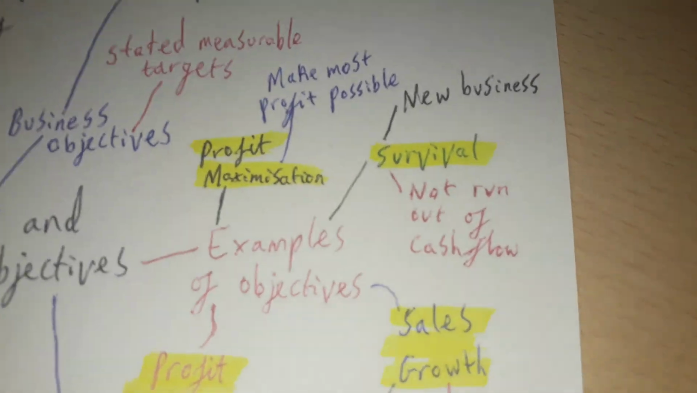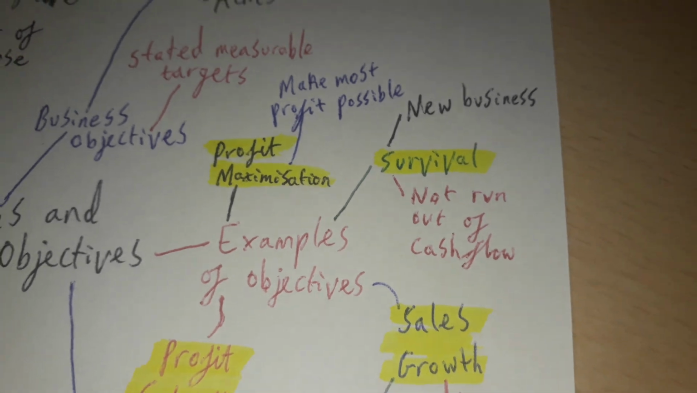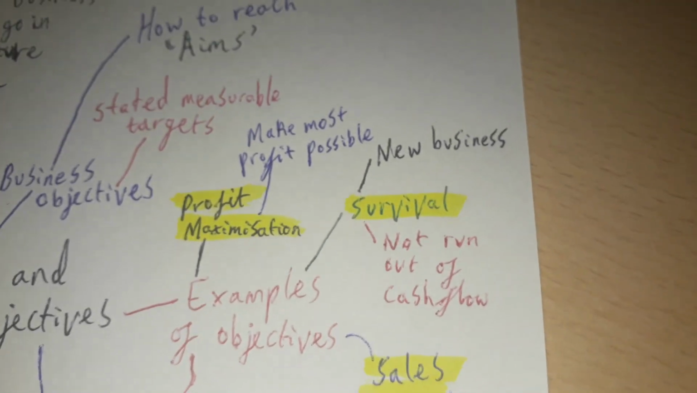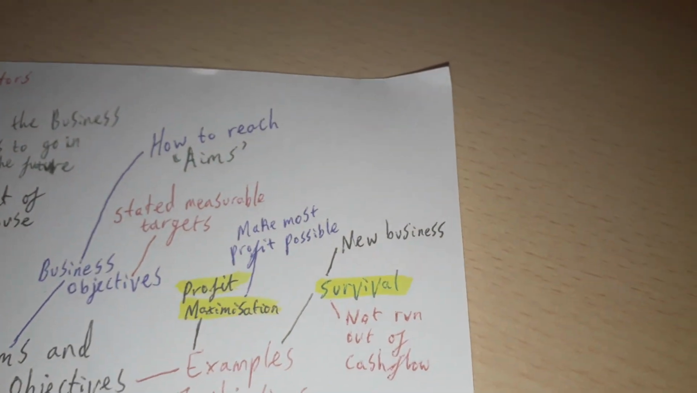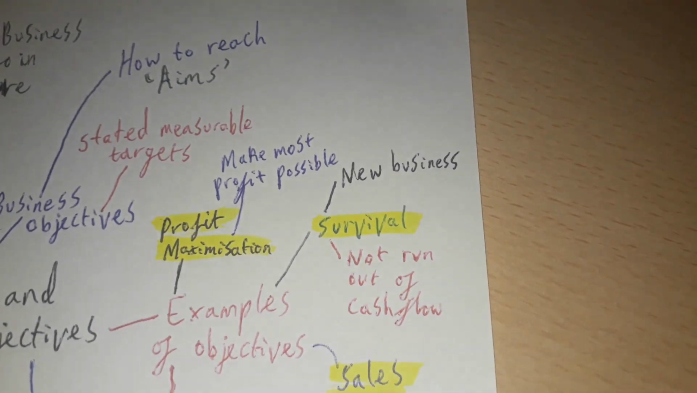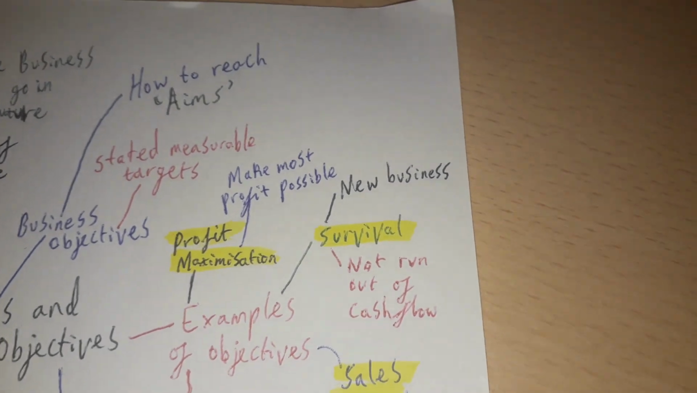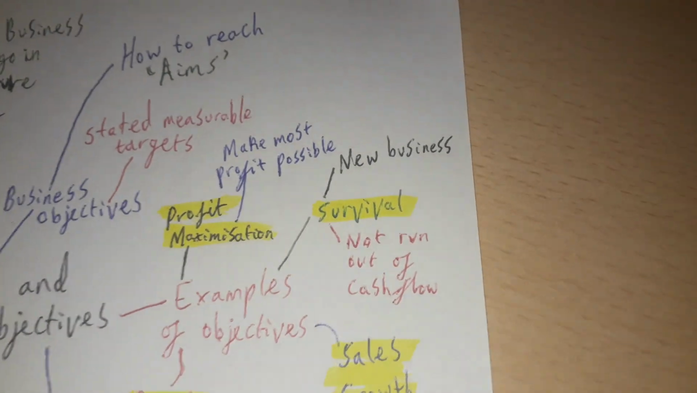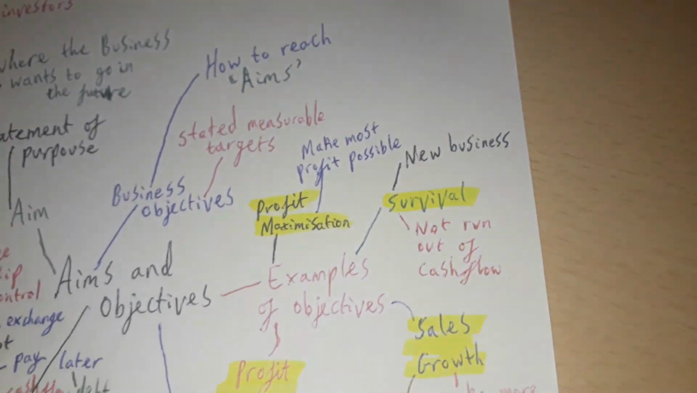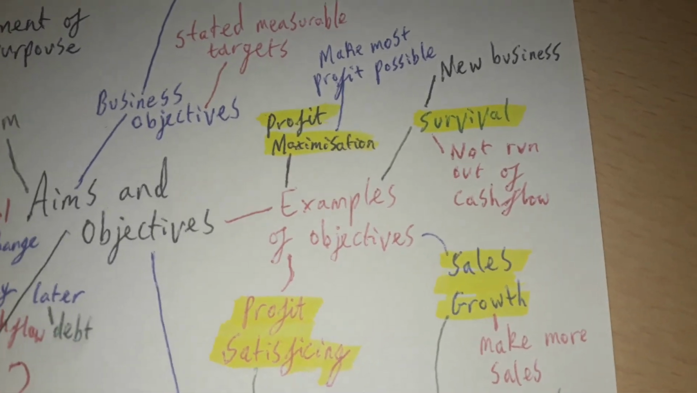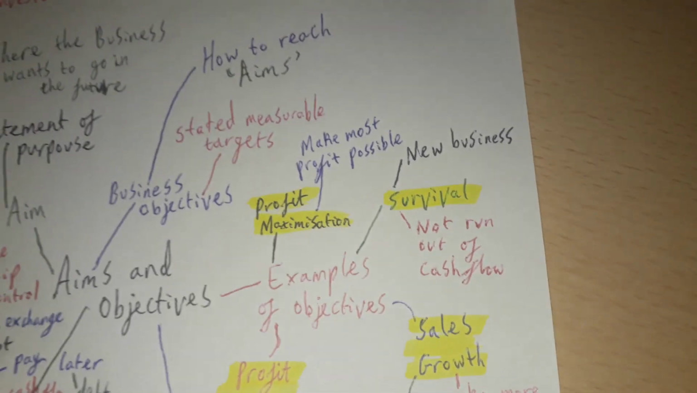So some objectives are about profit maximization, so making the most profit possible, so making a certain amount of profit over what you've already got, so making a certain percentage profit more than is currently happening. Another thing is survival, which is about not running out of cash flow. This is important for new businesses due to the competitive environment of business, so they can keep running without being shut down.